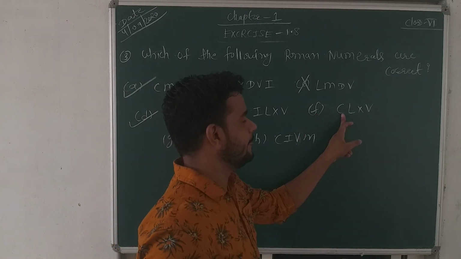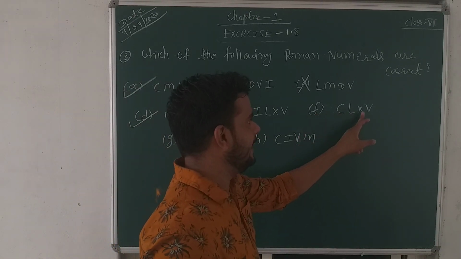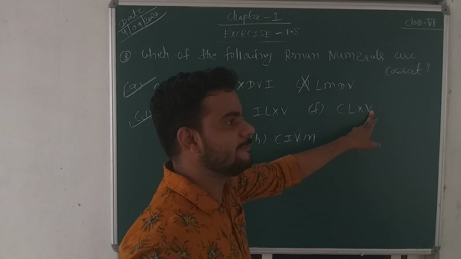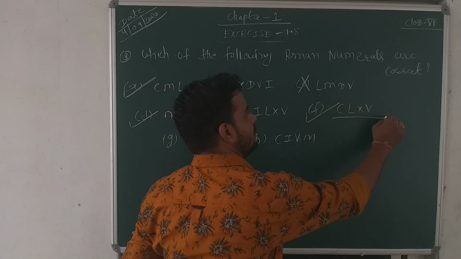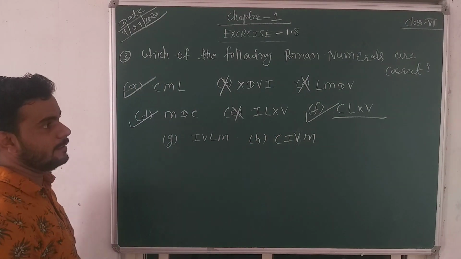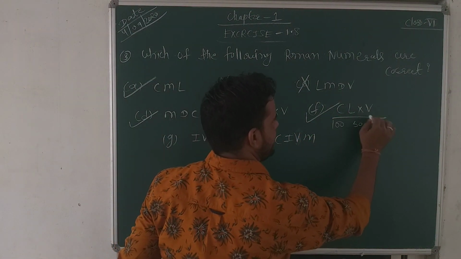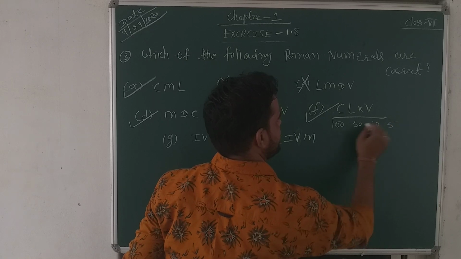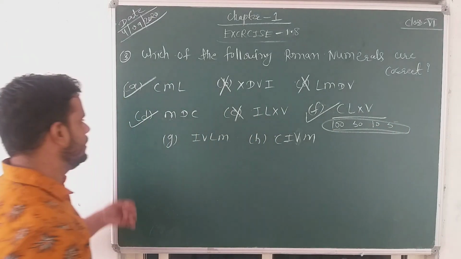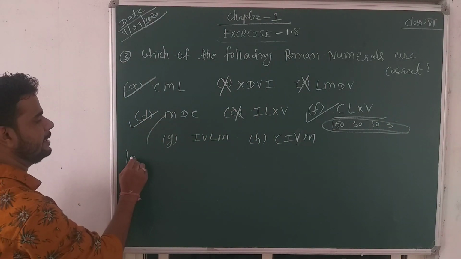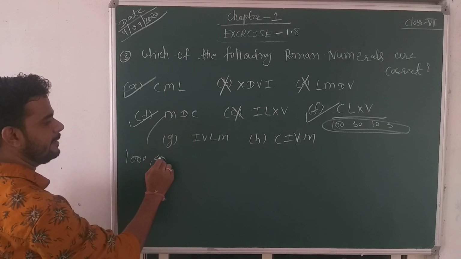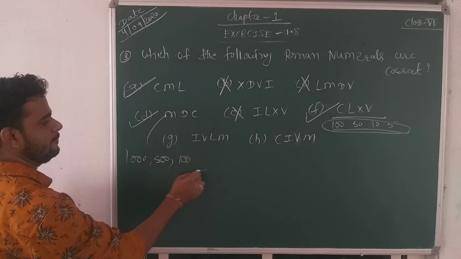C means 100, L means 50, X means 10 and V means 5. So this is possible. This is a Roman number. Descending order is there. Just see 100, 50, 10 and 5. So this is a Roman number. And this is also a Roman number. M means 1000, D means 500, C means 100.